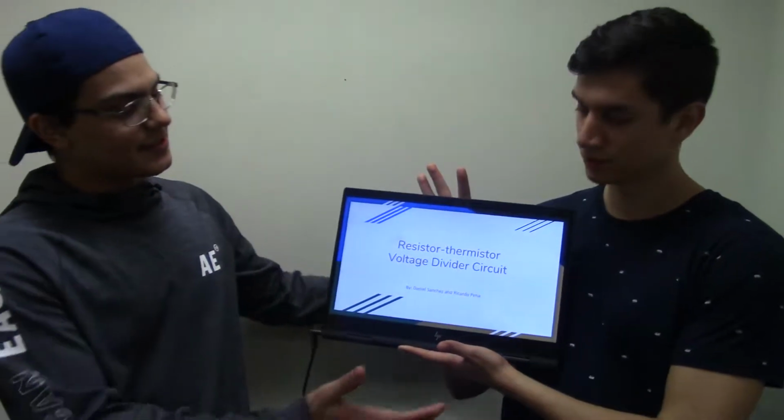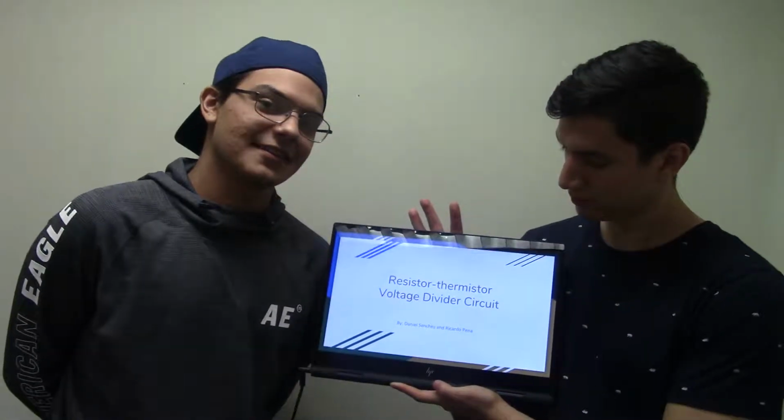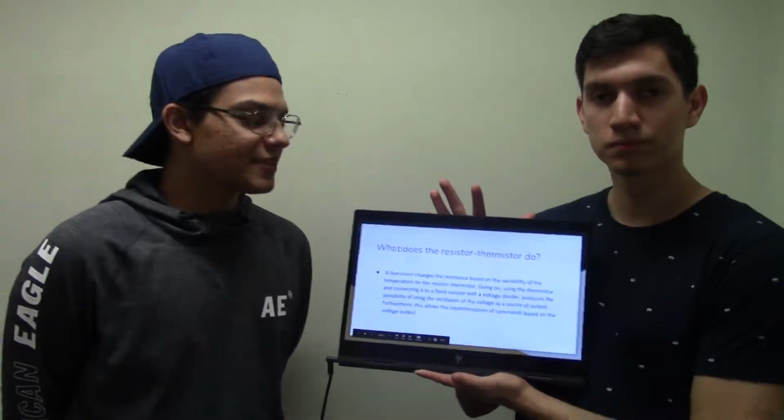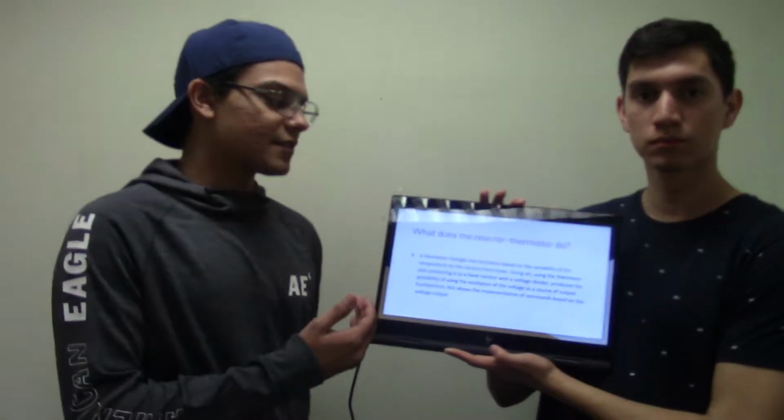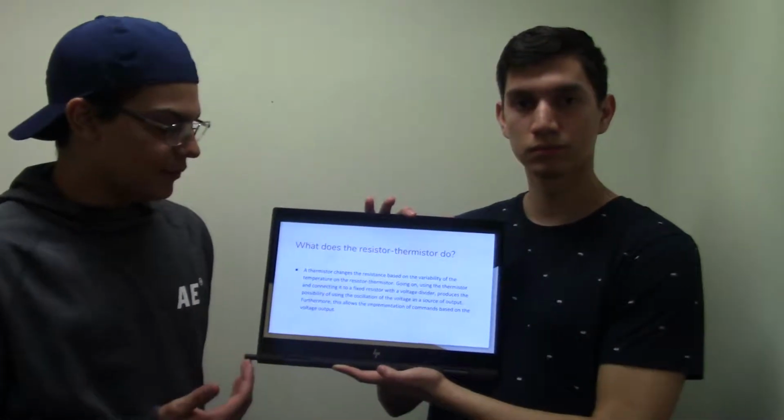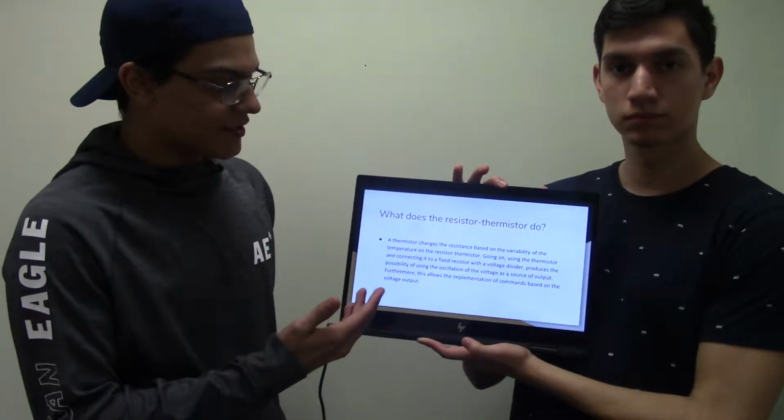And our project is a Resistor-Thermistor voltage divider circuit. So what does the resistor-thermistor do? What it does is that it changes the resistance based on the variability of the temperature on the resistor-thermistor.